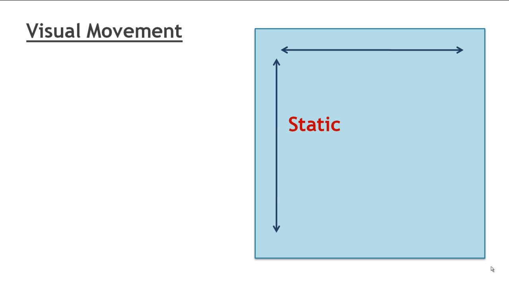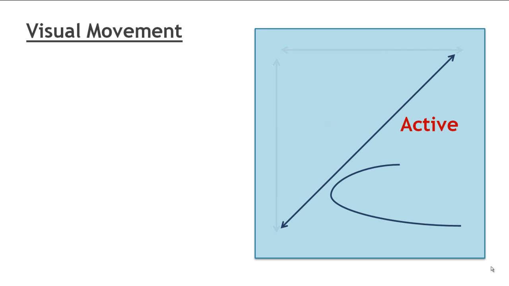Horizontal and vertical elements appear very similar to the equal sides of the square format and tend to be more static, while diagonal and curving movements appear more forceful and active, because they show a stronger contrast to the surrounding format.